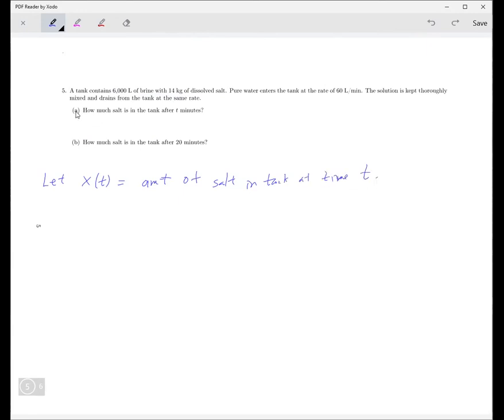Okay, so because the first question is how much salt is in the tank after t minutes, this is going to be x. So x will be the answer. This is the amount of salt in the tank at time t. Okay, now initially, when you start out, you have 14 grams. X is 14 when time is 0. And t is also going to be in minutes because these are both in minutes. Okay.